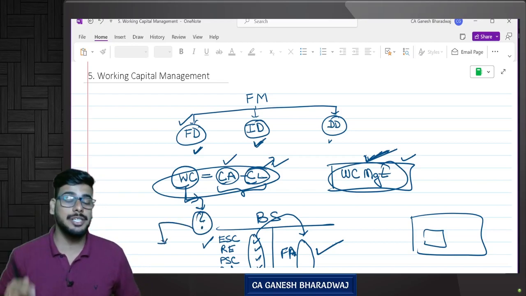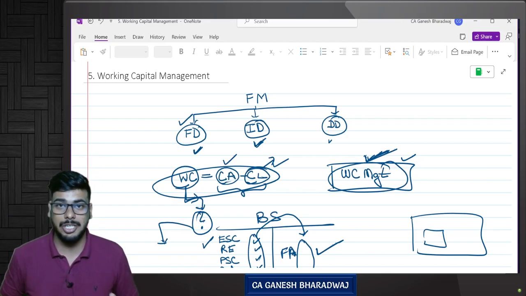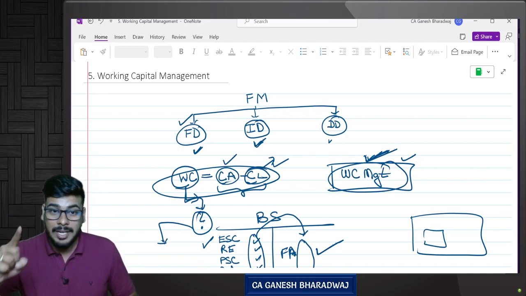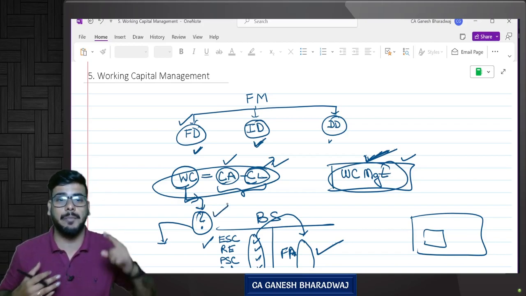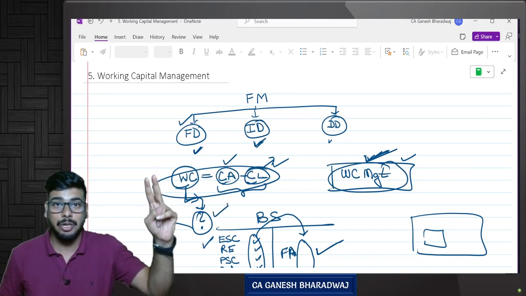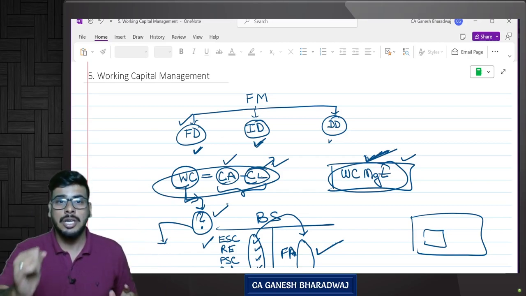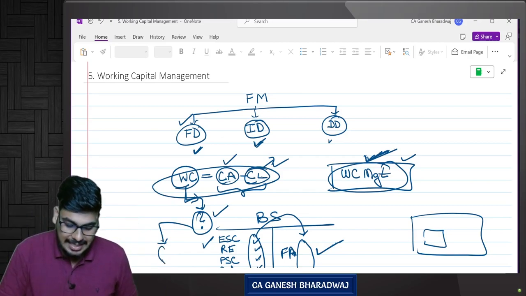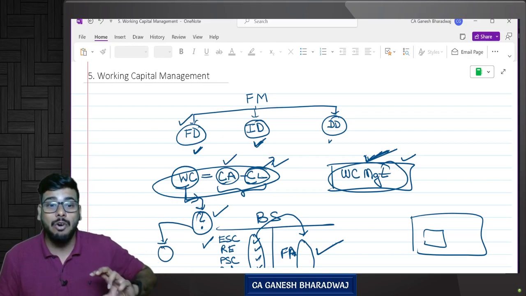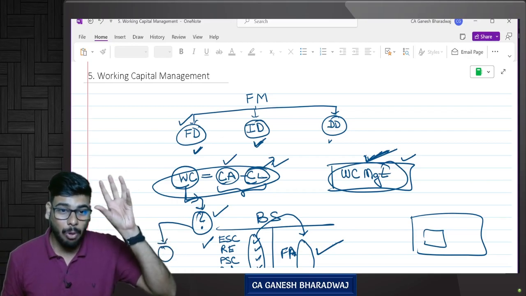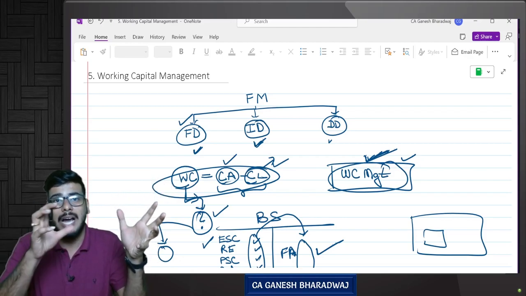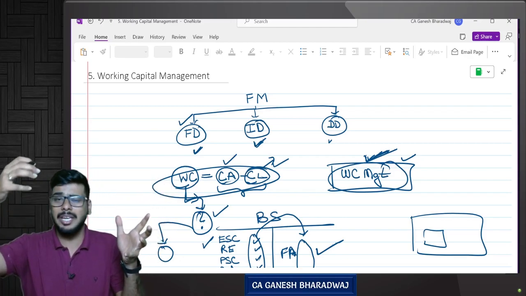So there are two decisions that you need to take in this particular chapter. The first one is working capital investment. How much is the amount of working capital I need for my business? That is number one. Number two, yes, I know that I need 100 crores. Now, how am I going to fund it? That is the second decision. That is, how am I going to finance this working capital? That's why I said this chapter is both financing decisions as well as investment decisions.